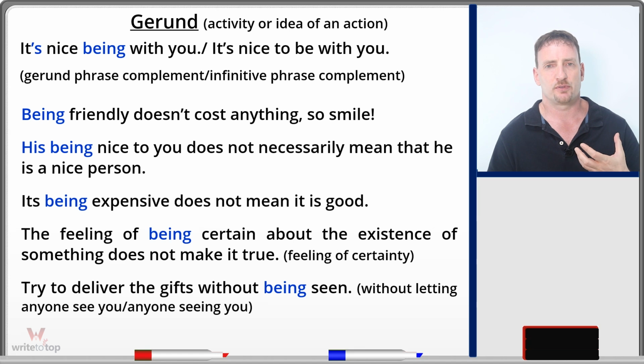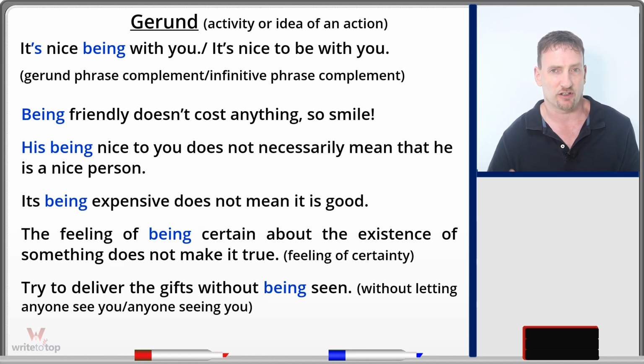Now, sometimes you want to emphasize a certain idea or a certain feeling. So the feeling of being certain about the existence of something does not make it true. So just because you feel that you are certain doesn't mean it's true. Another way to say of being certain, certainty. If you have another noun, you can just use the noun. So the feeling of certainty about the existence of something is the same as of being certain.